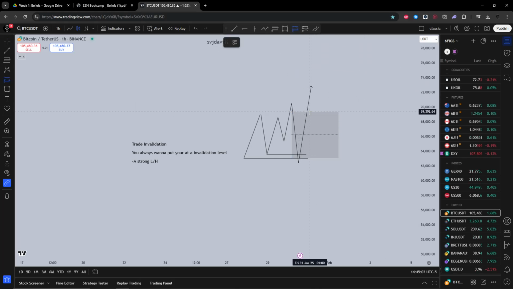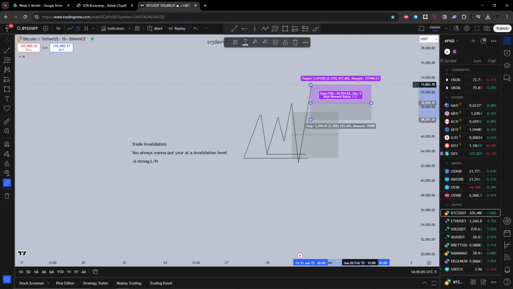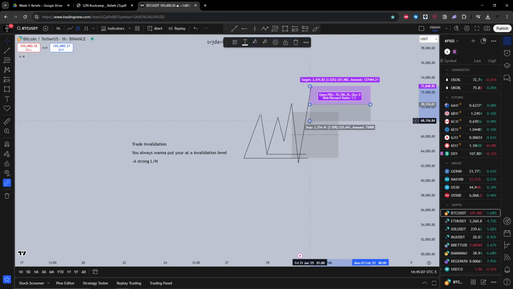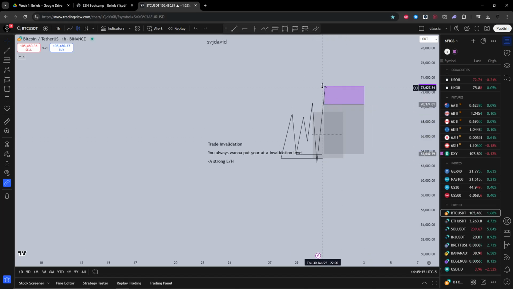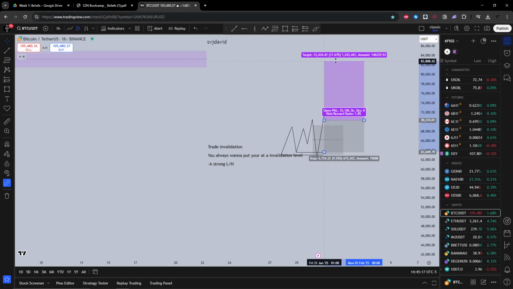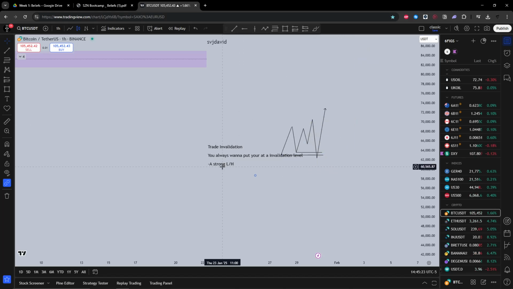If you long right here, you can then put your stop below the BPR, and you don't need to put your stop all the way to the low. Put your stop right here at the BPR end, and then you can aim for a better risk reward ratio. So you always want to put your stop at an invalidation level.